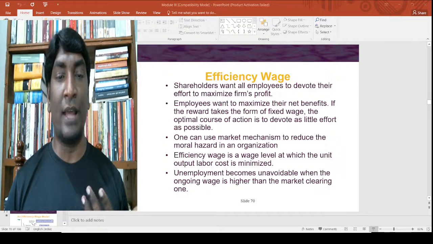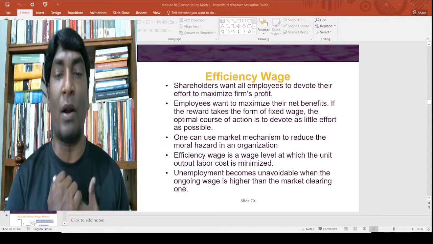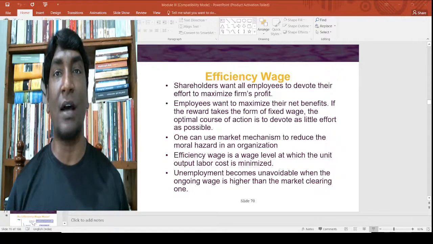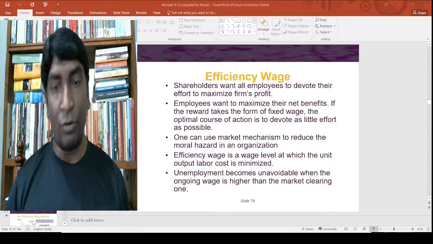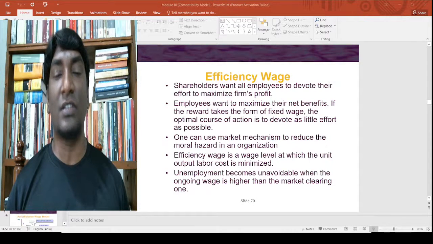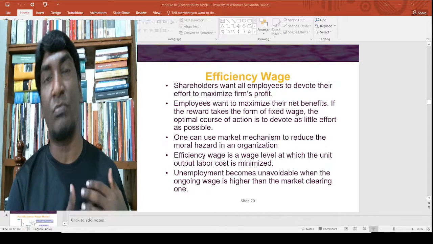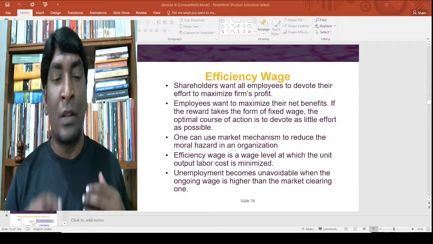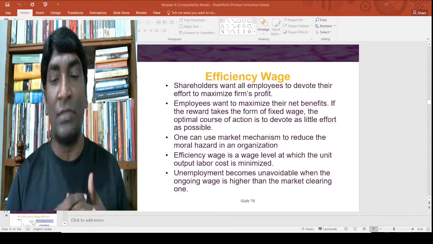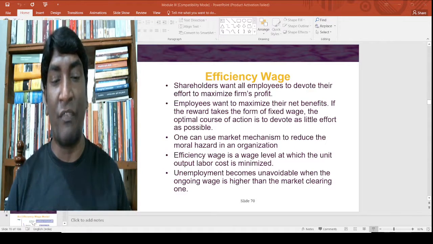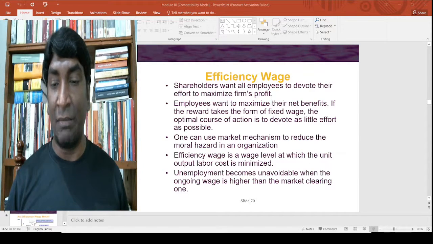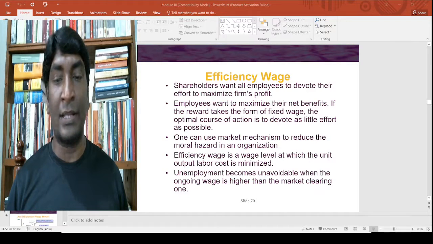Now, we know that one can use a market mechanism to reduce the moral hazard issue in an organization. Efficiency wage theory is a wage level at which the unit output labor cost is minimized. And unemployment becomes unavoidable when the ongoing wage is higher than the market clearing one, which is crucial to this understanding.